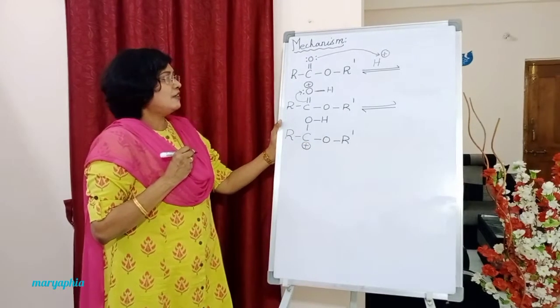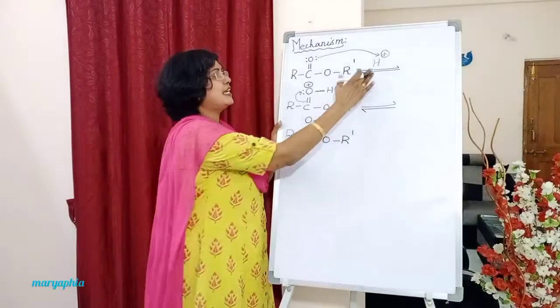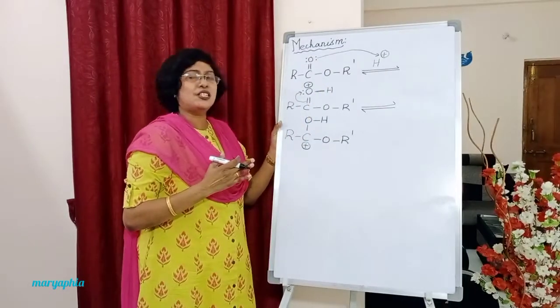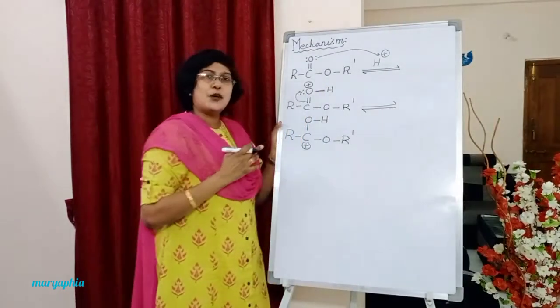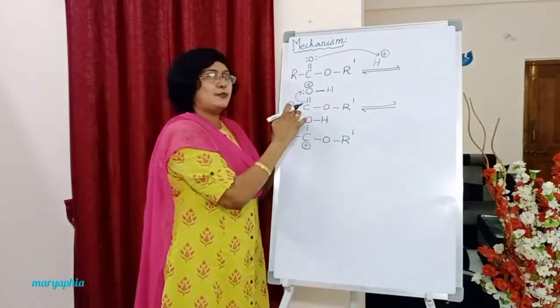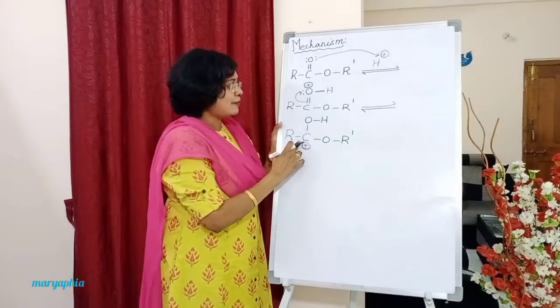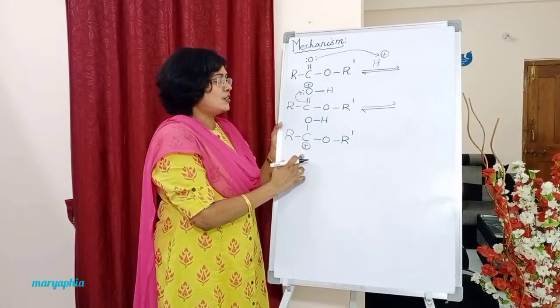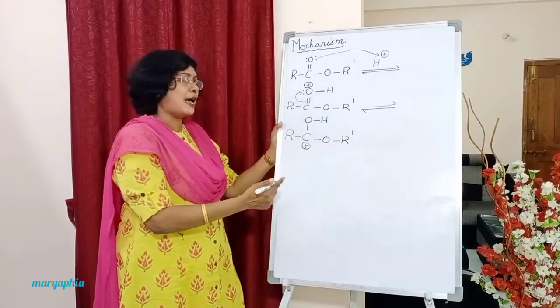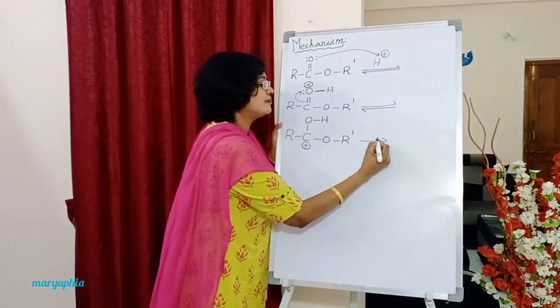Okay, now students, till here understood? First, H plus is taken up by oxygen. Therefore oxygen gets a positive charge, and this positive charge is satisfied by the attraction of pi electrons towards itself. Now carbon acquires a positive charge. So next, what happens? Put an arrow here.